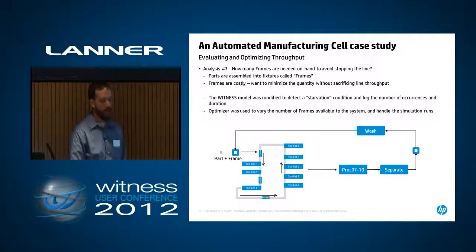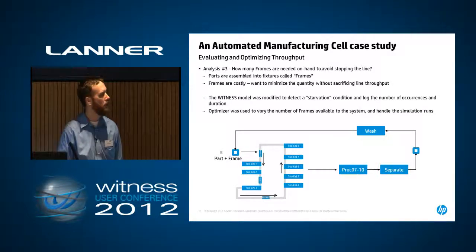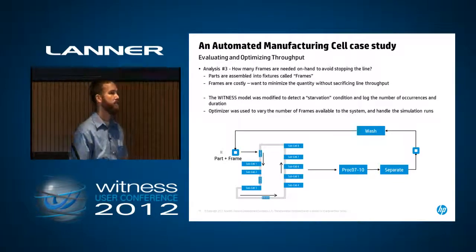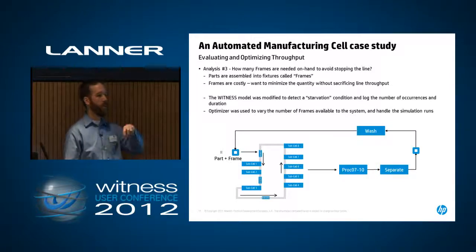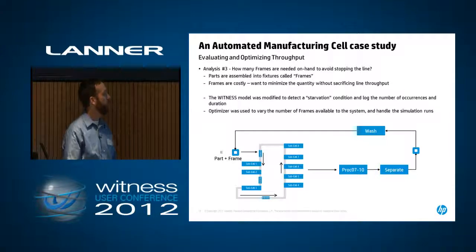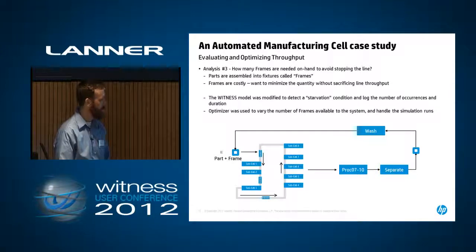So a third analysis that we looked at was how many frames do we need on hand to avoid stopping the line? Frames are basically just part fixtures. So the part is actually loaded into a frame, and then the part in the frame are loaded onto that shuttle and then continue through the process. And so down here I drew a little bit of a diagram to try and explain this.